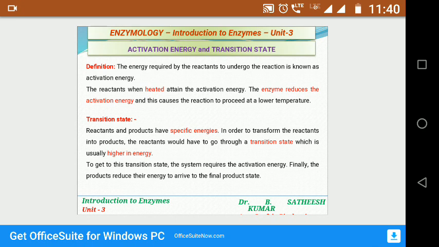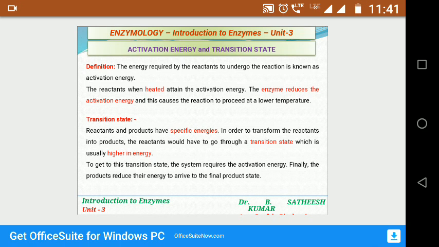Suppose when the reactants are heated, they will get activation energy. The enzymes are the molecules which reduce the activation energy and cause the reaction to proceed at a lower temperature. So what does it mean? That means for every reaction to take place, the reactants must be converted into a transition state.